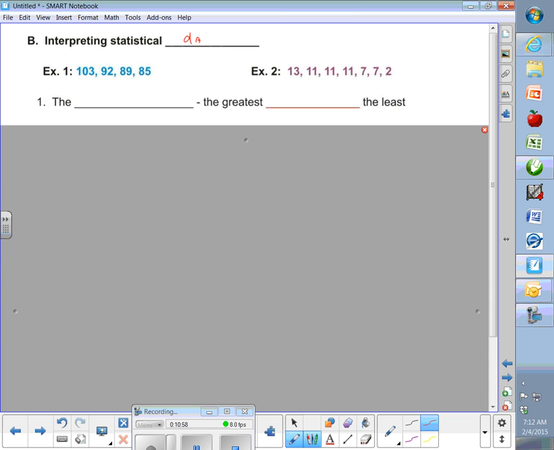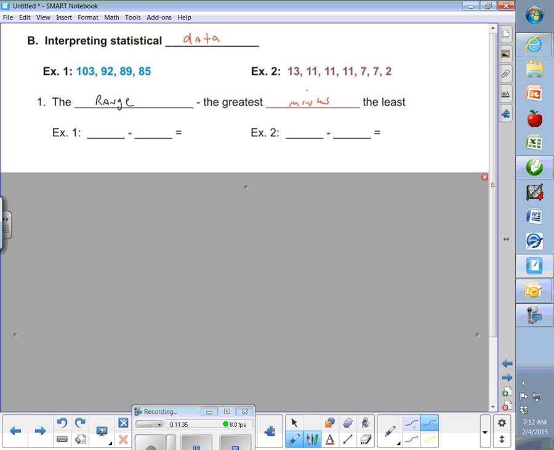So, interpreting statistical data. I've got two examples here, example one and example two, and we use those examples to help illustrate the things that I want you to understand and know. All right, the first statistical term is the range. You should have a good idea of what the range is already. What is the range? It's simply the greatest minus the least. So you're looking at data, and it would be the greatest piece of data minus the least. If you look at example one, what's the largest number? 103.